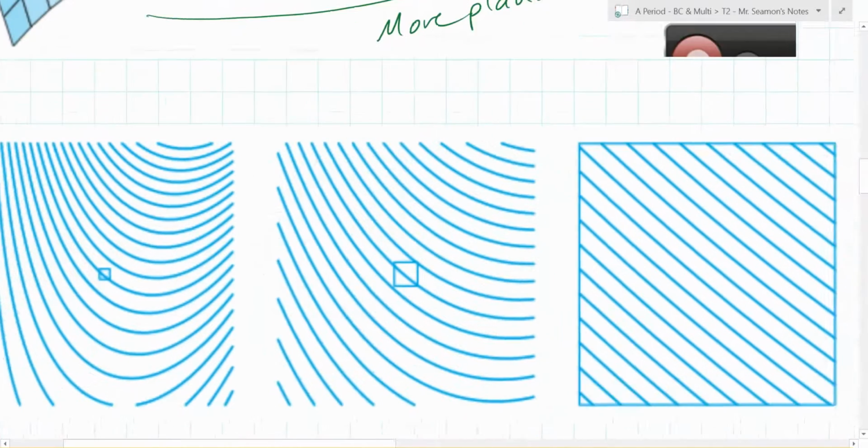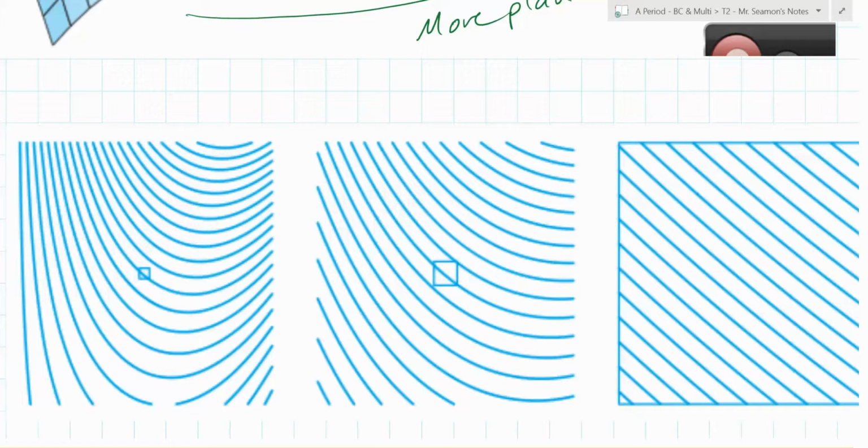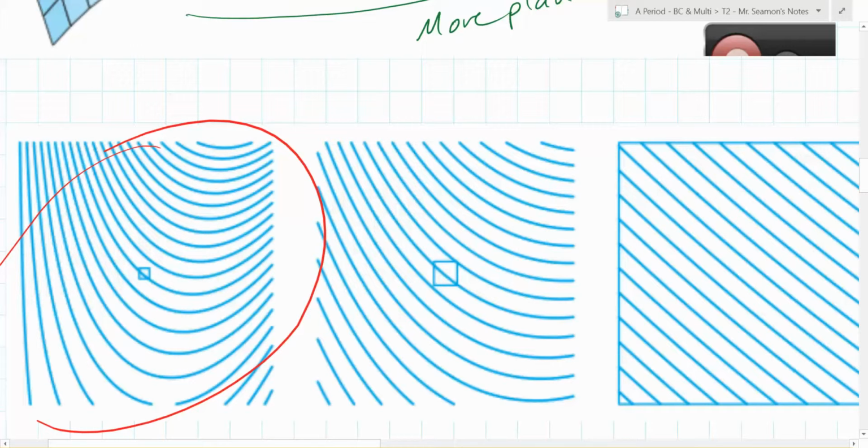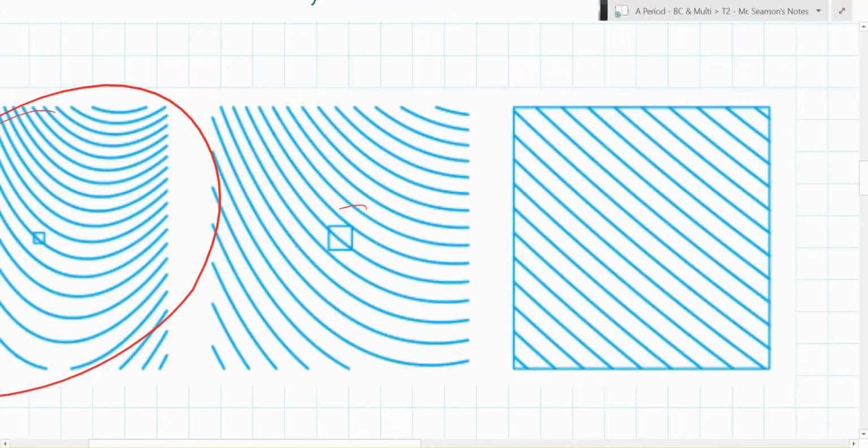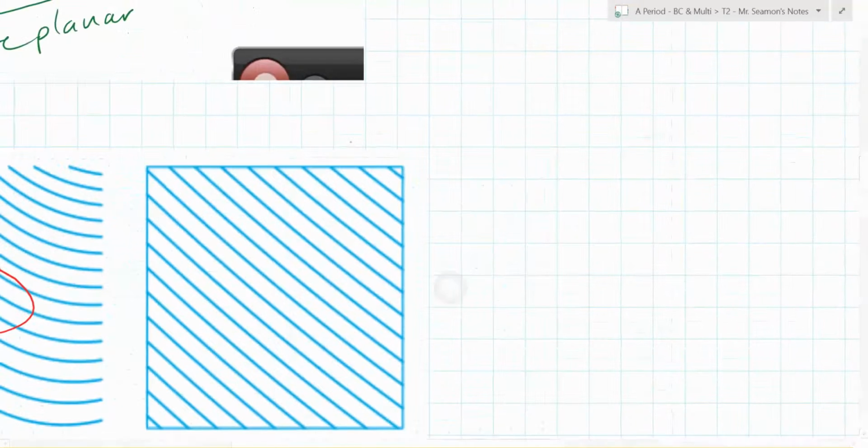Tangent planes. Contour-wise, here's a contour. Is this a plane right there? No, it's not a plane. How can you definitively know? Why do you know that that's not a plane? The contour lines aren't straight. They're not lines. But as you zoom further and further in, what do the contours become?